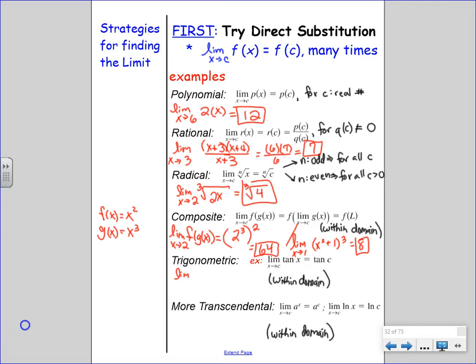X approaches 5 over 2. Ooh, pi over 2, that's like a unit circle angle. That makes sense. Sine of x. And how do you solve it, Christian? You plug in pi over 2. Good. And then you go to your unit circle, and everybody, sine of pi over 2 is?